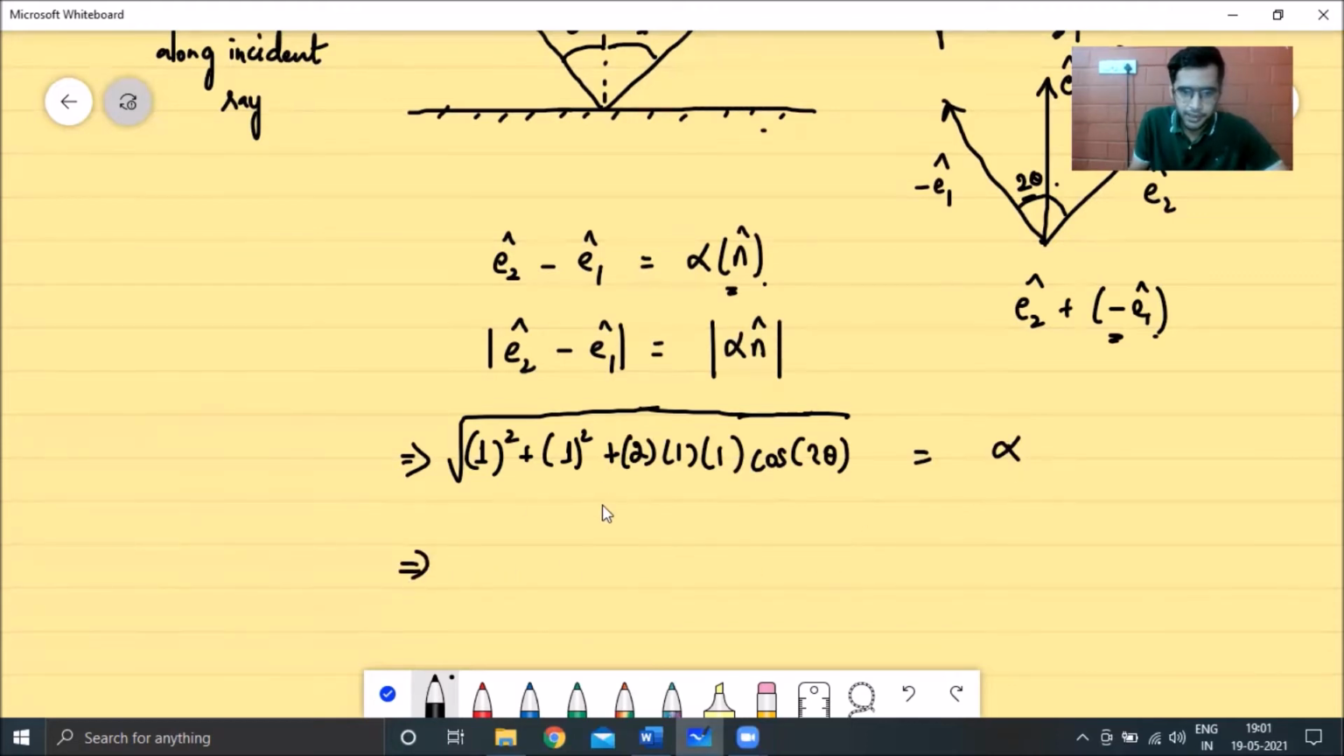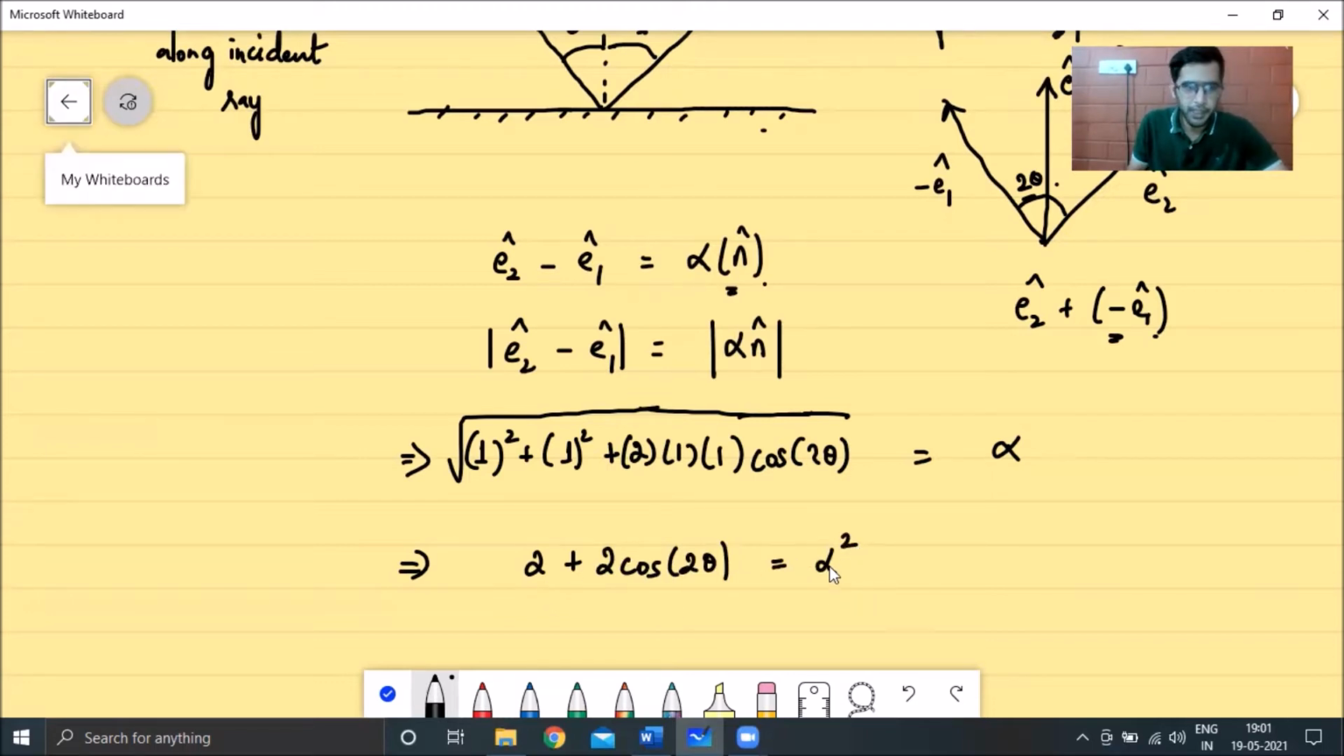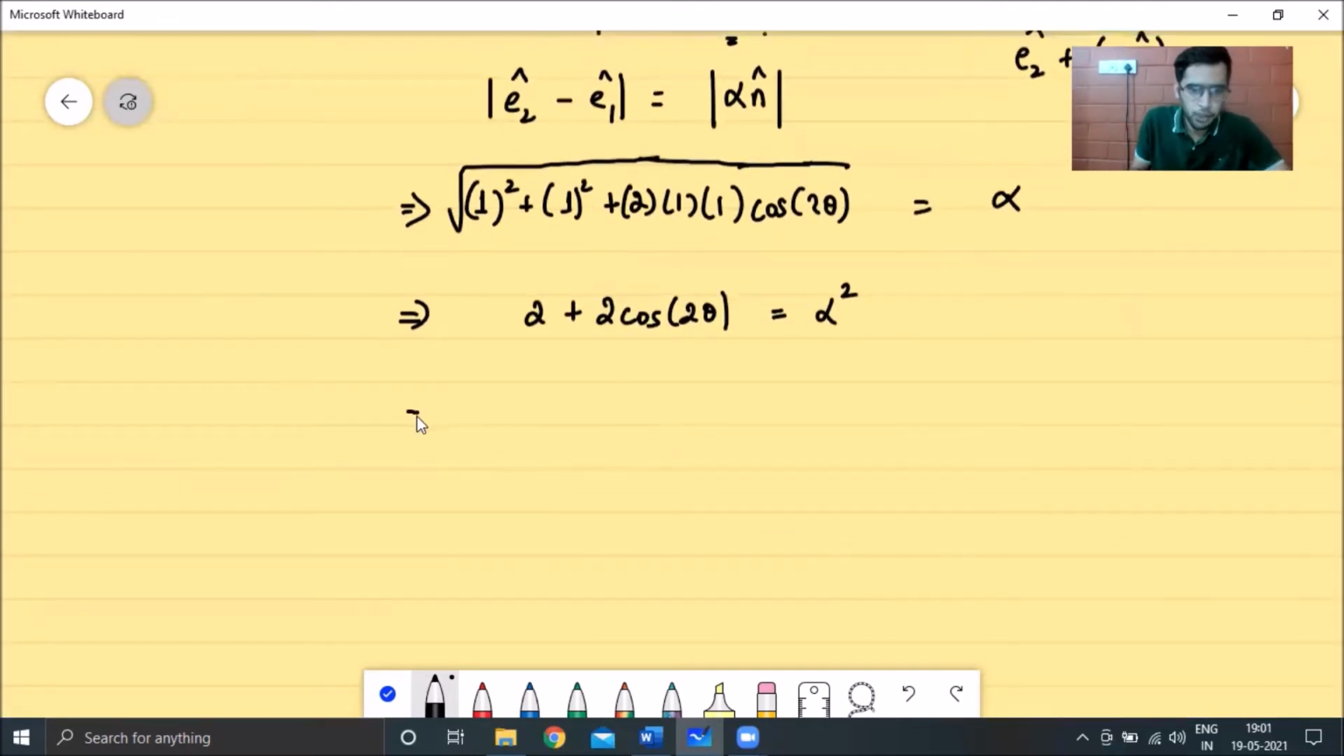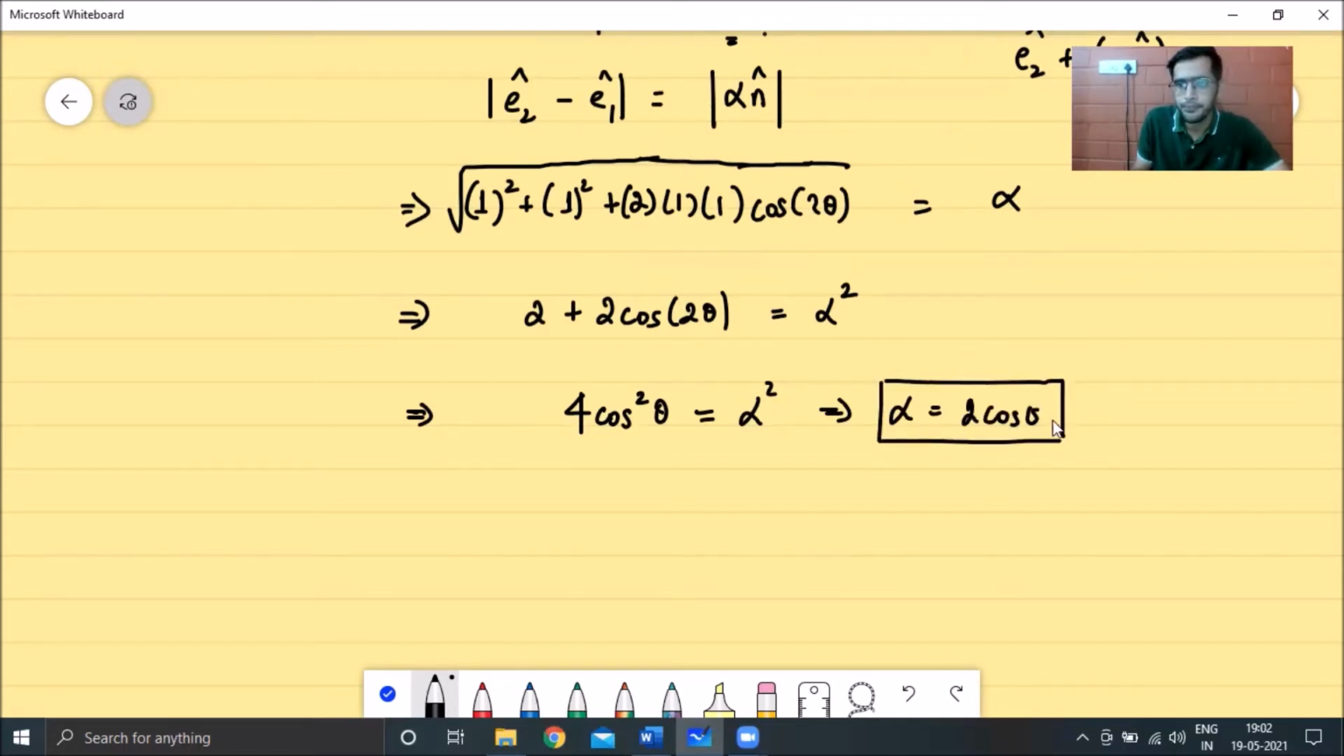So from this we get, taking square on both sides, 2 plus 2 cos 2 theta will be equal to alpha square, right? And then from our trigonometric identities, we know 1 plus cos 2 theta will be equal to 2 cos square theta. So this will become 4 cos square theta is equal to alpha square. So you get the value of that scalar multiple alpha to be equal to 2 cos theta, right?